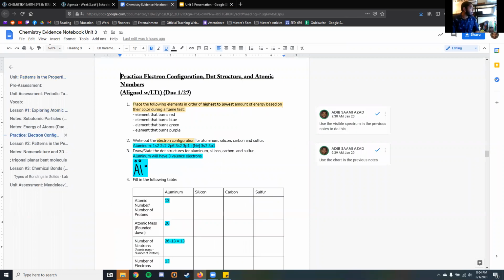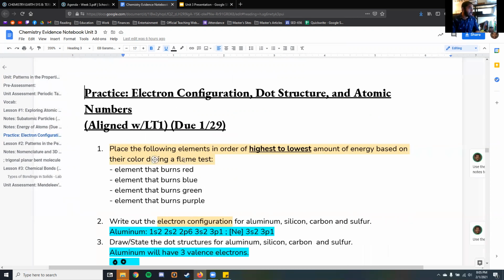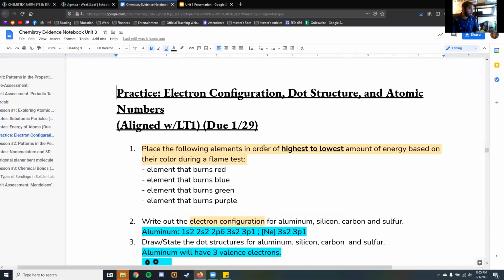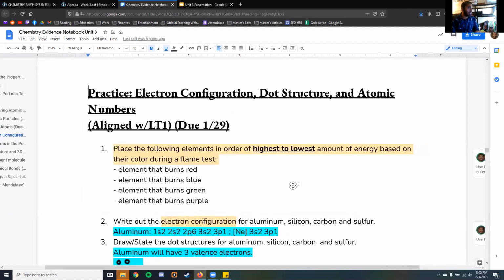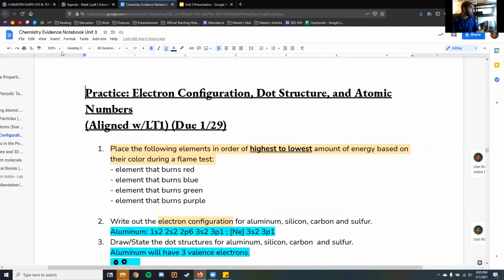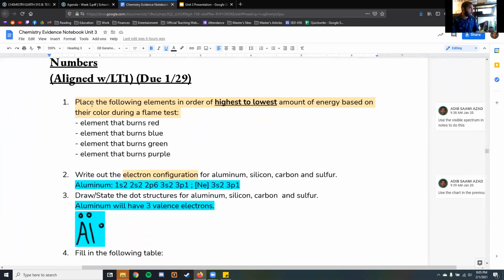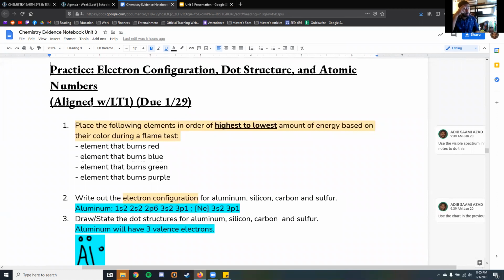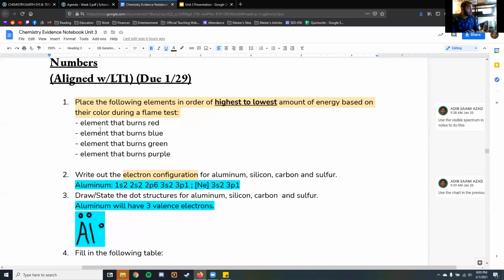Practice assignment. In reading your guys' reflections, I noticed a trend. A lot of you guys were still confused about electron configuration, and I understand it completely. We did kind of rush by that. So to briefly go over the practice assignment that was due this past Friday, the first part of the question is fairly straightforward. If it burns a certain color, it has a certain level of energy associated to it. And what you're doing in this question is just ordering it, highest to lowest.